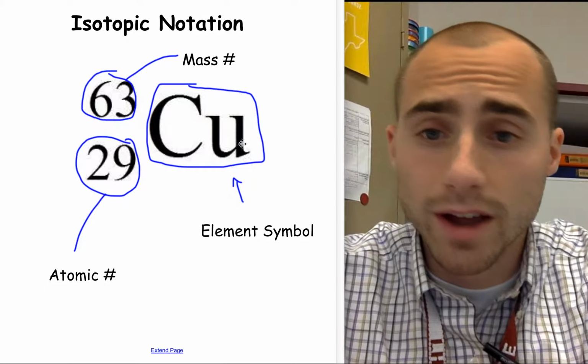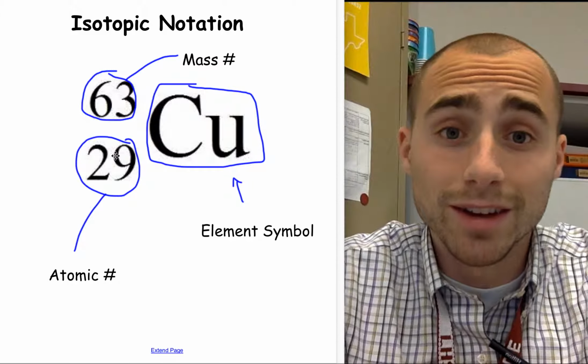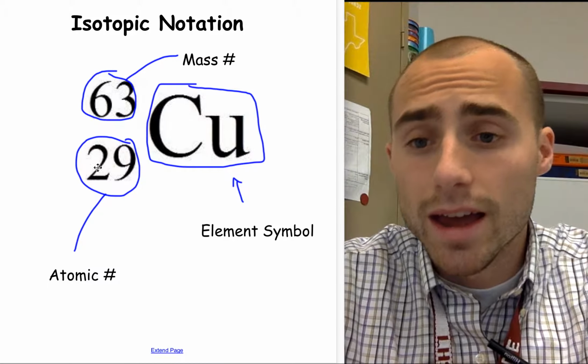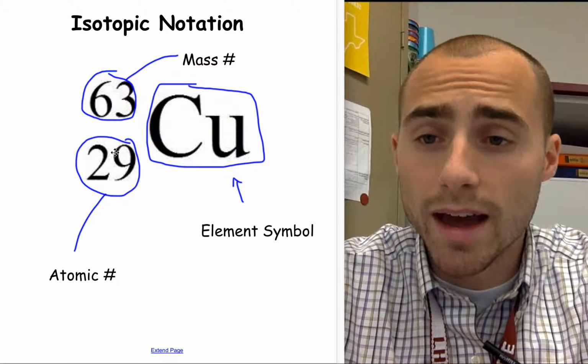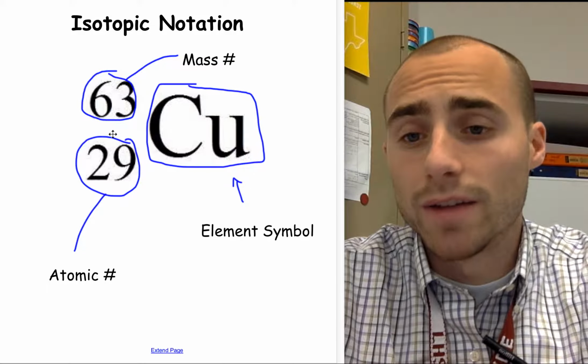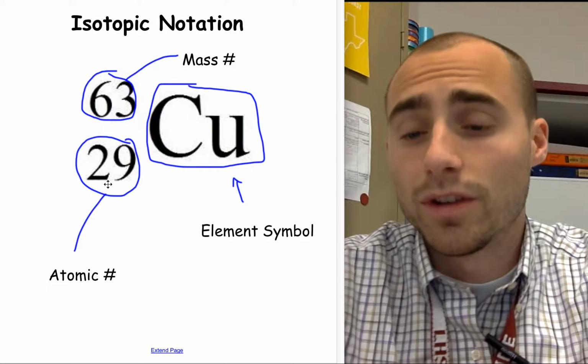Now remember, copper will always have an atomic number of 29. If another atom has the same atomic number here, then that is also going to be copper. Copper will always have the atomic number 29. If it switched to the atomic number 6, then it would no longer be copper.